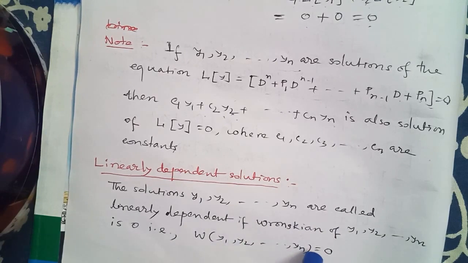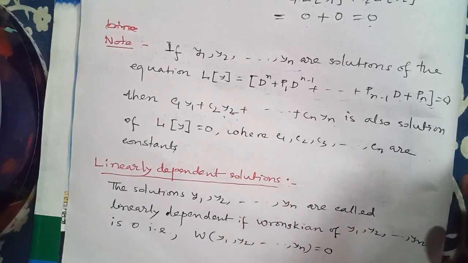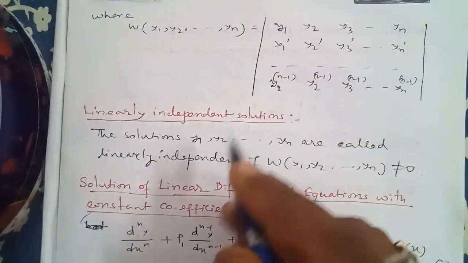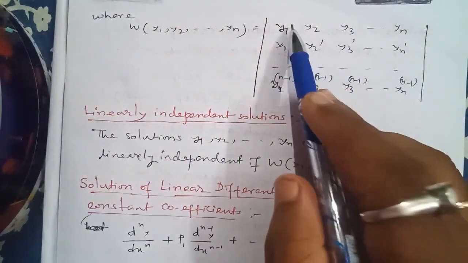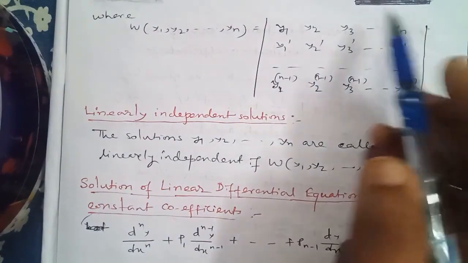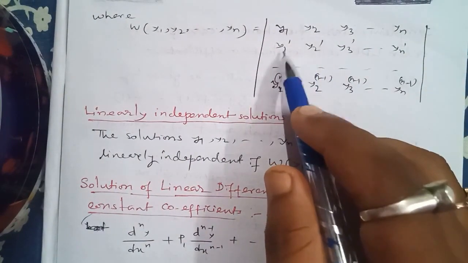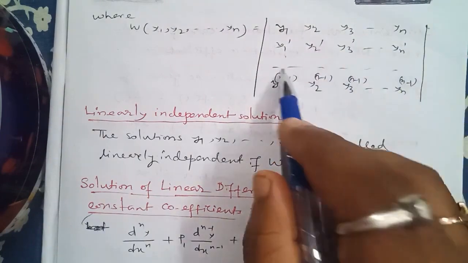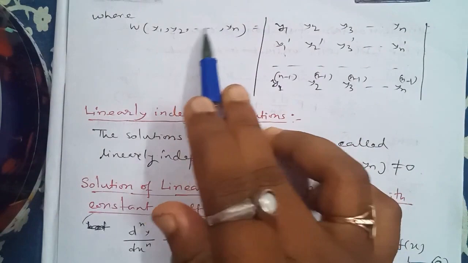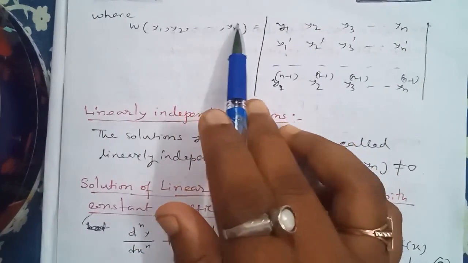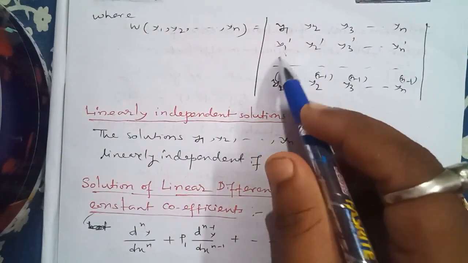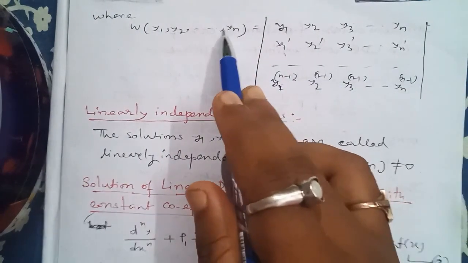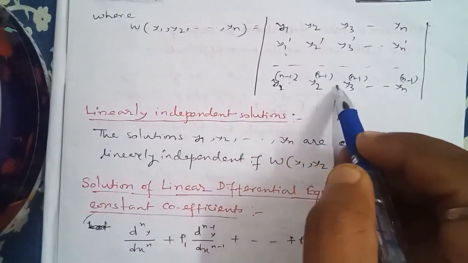How do we define the Wronskian? The Wronskian of y1, y2 up to yn is the determinant whose first row is y1, y2, y3 up to yn, then the next row is their first derivatives, y1 dash, y2 dash, y3 dash up to yn dash, and it continues like this. There are n solutions here, since we are testing n solutions, so the derivatives will go up to order n minus 1. That means it won't be the nth derivative, it will be the derivative before that.